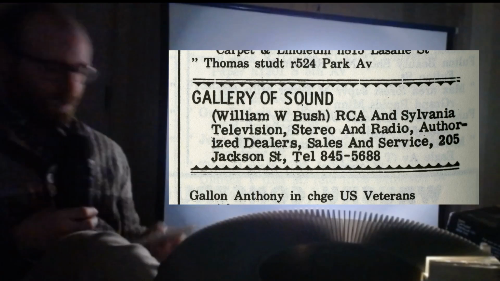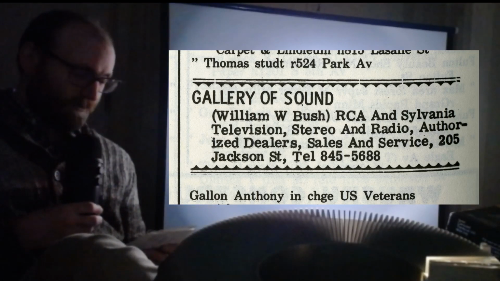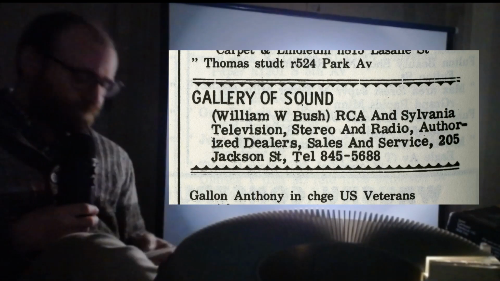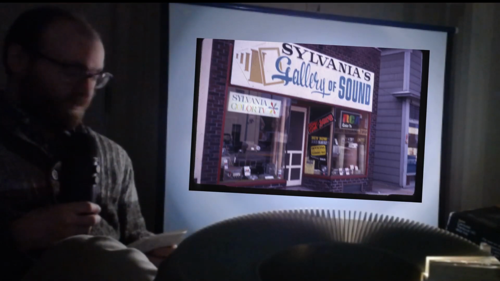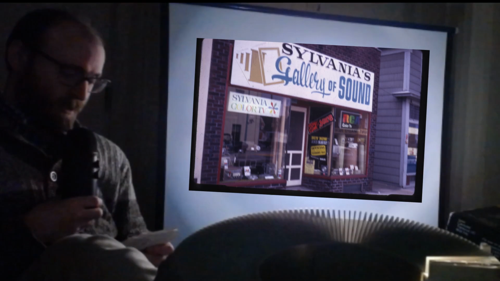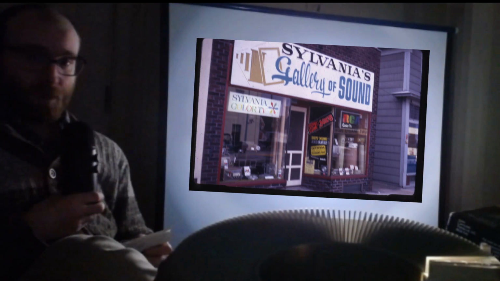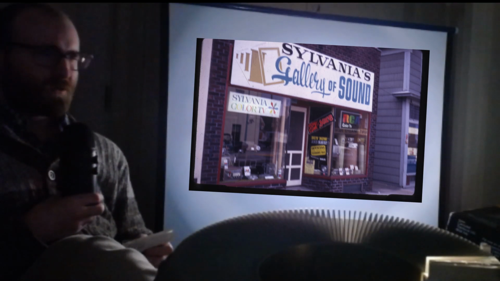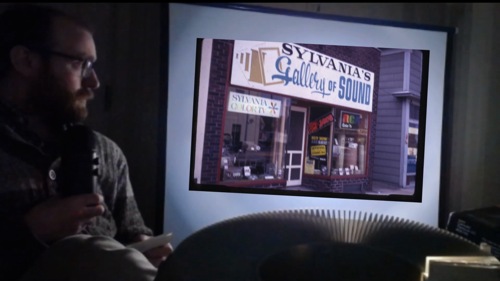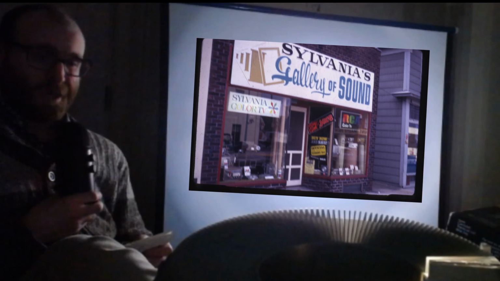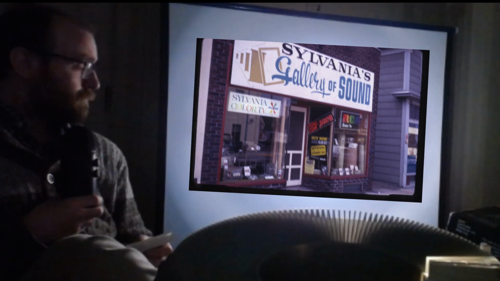But because this is a directory, this is from 1969, and I'm able to look up, and I found Gallery of Sound. And I know that it was located on 205 Jackson Street. Did a little bit more digging, just some fun history of the company. So as you can see, they are advertising televisions and radios as kind of their main thing. Radios, televisions, record players, that sort of stuff. They were kind of the main distributors of RCA color televisions back in the day.